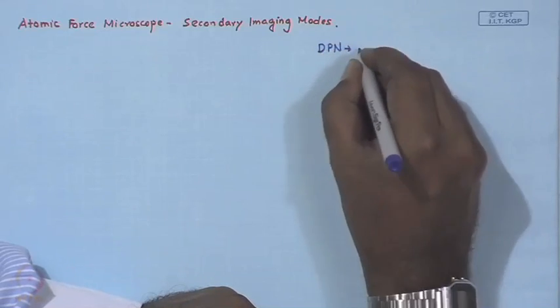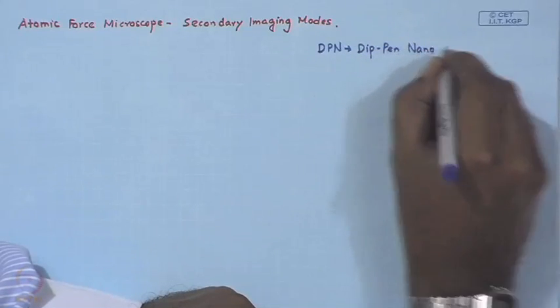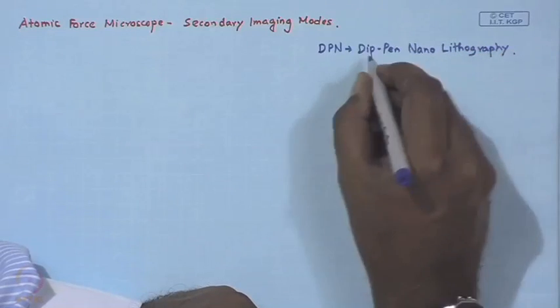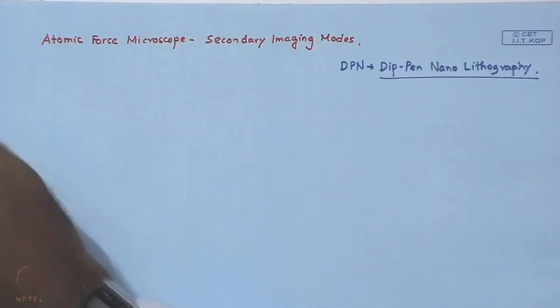There are a whole lot of things that can be done, and before I forget, I must mention that in addition to imaging, the rastering action can also be used to some extent as a patterning technique, as one of the direct write patterning techniques, and in most cases this is referred to as DPN, or the dip pen nanolithography operation. So, we will talk about some of these and some of the secondary imaging modes of an atomic force microscope.